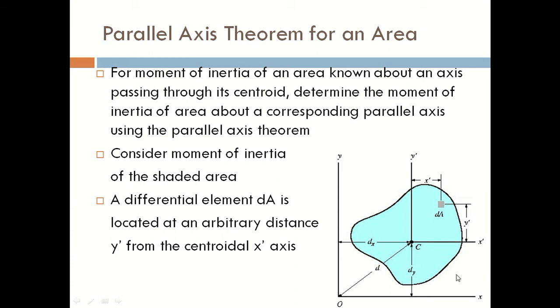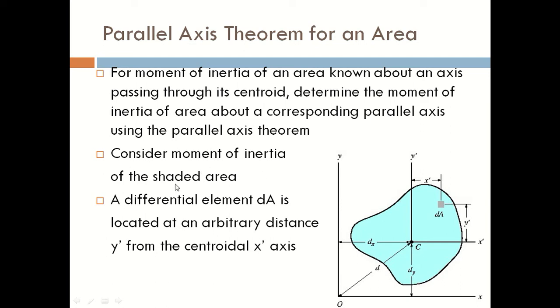So for that we have considered here a plane area. So for the moment of inertia of an area about an axis passing through its centroid, determine the moment of inertia of an area about a corresponding parallel axis using the parallel axis theorem. By using this formula, this law, if we have an axis which is parallel to the axis passing through the centroid of a plane, then we can find out the moment of inertia about that axis.